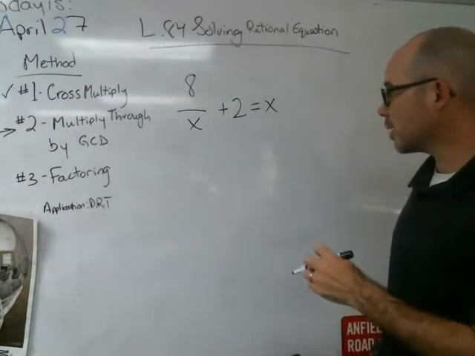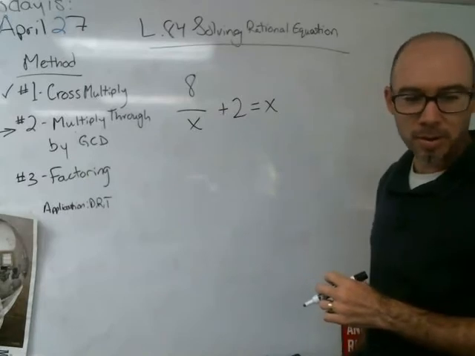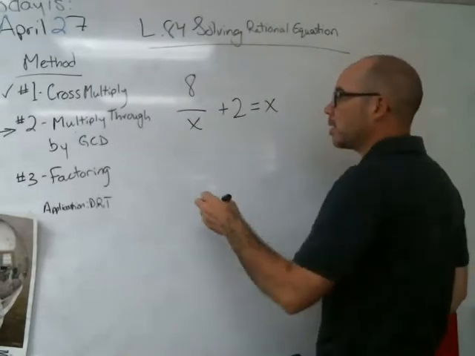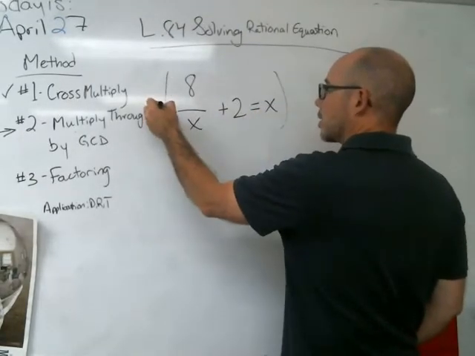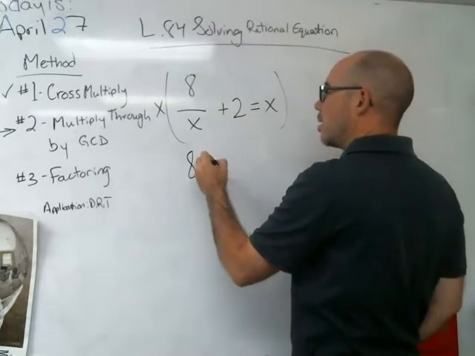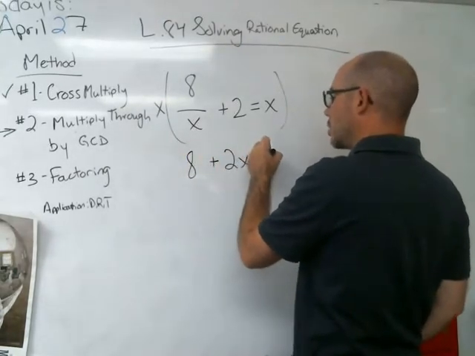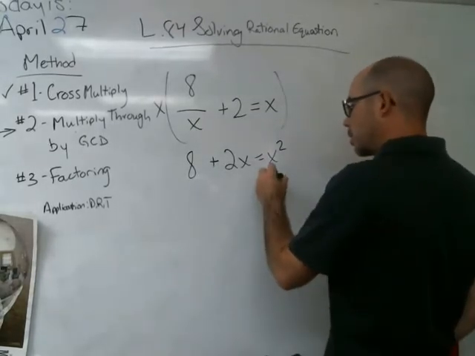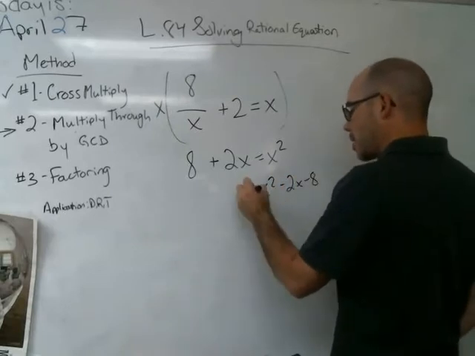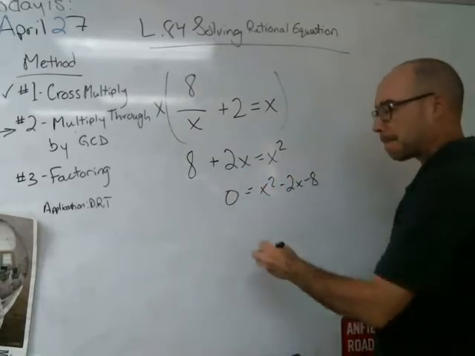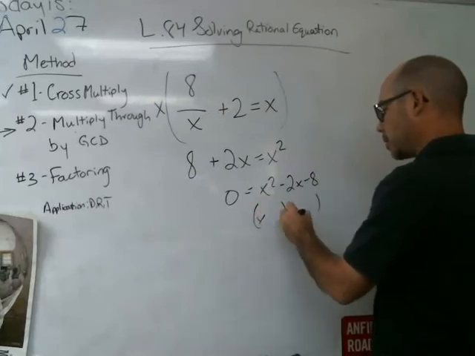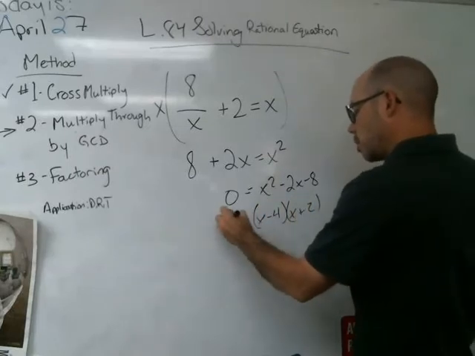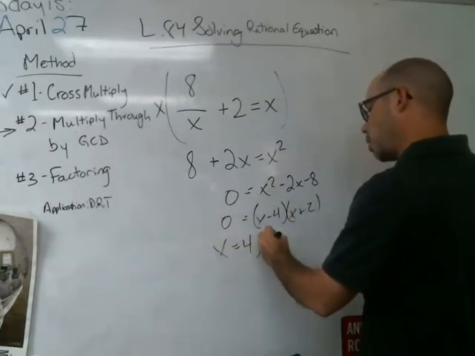All right, this one looks suspiciously simple, but it's not. If I'm going to use method number 2, I'm going to multiply everything through by x, and that gives me an 8 there, a 2x there, and an x squared there, which smells suspiciously quadratic. So x squared minus 2x minus 8 equals 0. And then hopefully I can factor this bad boy down. I think this is a minus 4 and a plus 2. So x is 4 or negative 2.